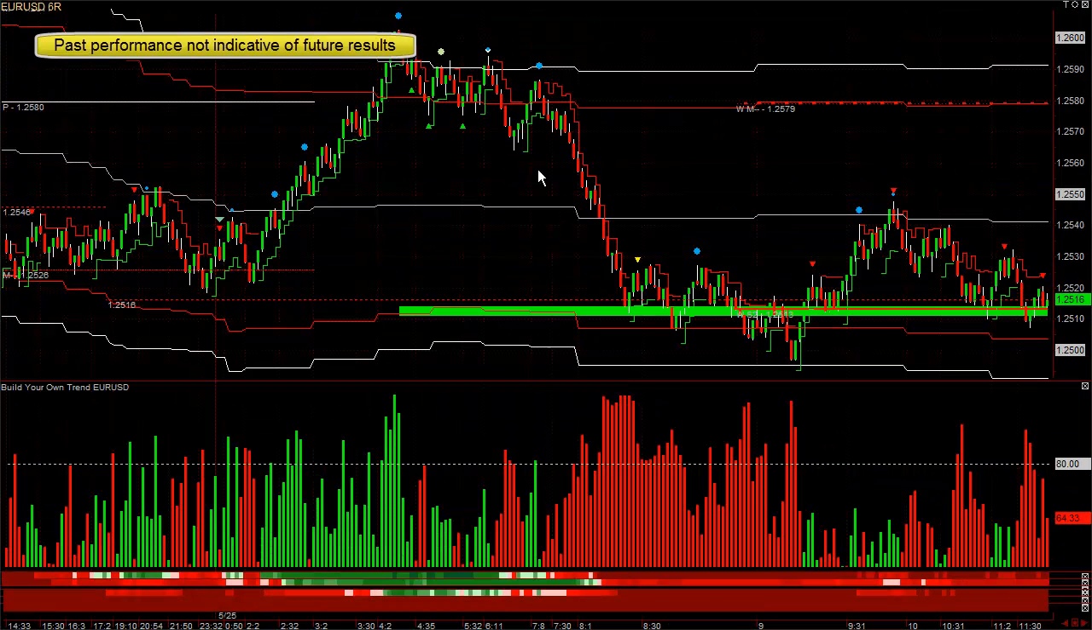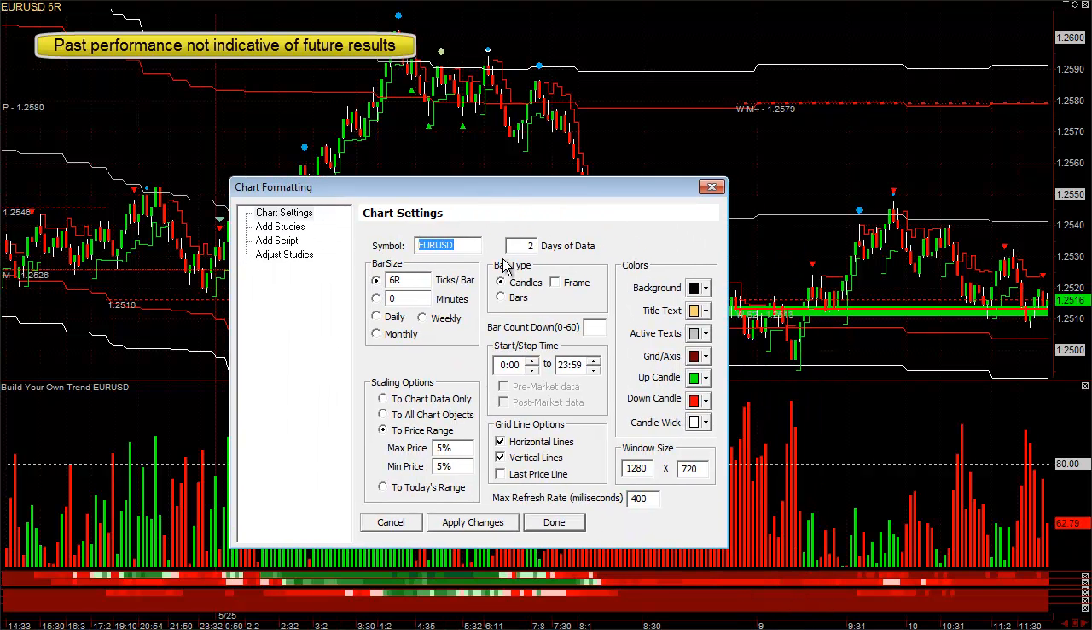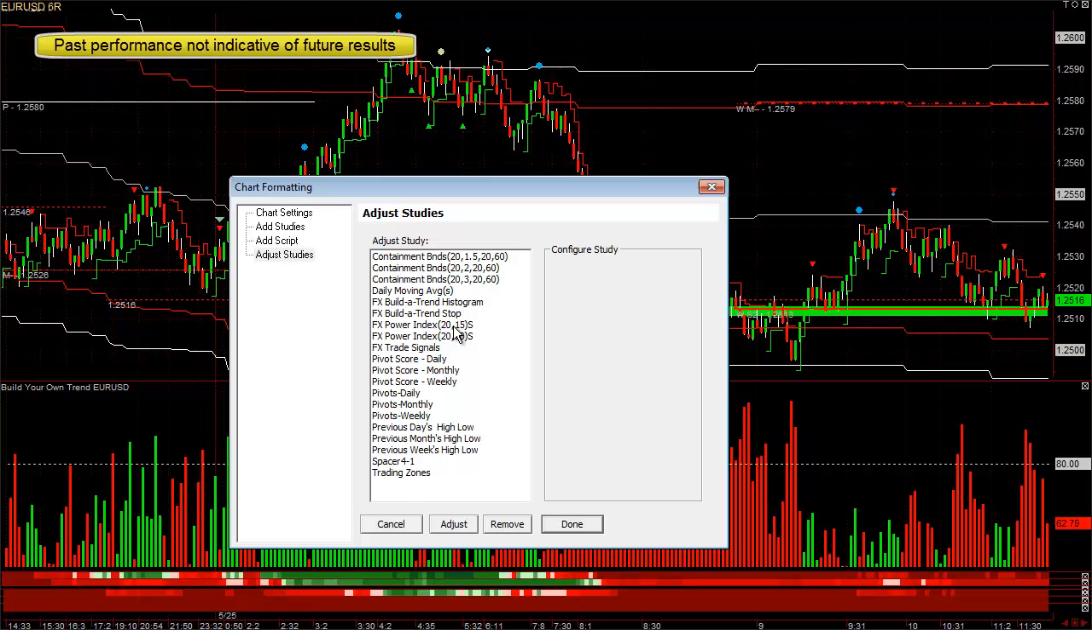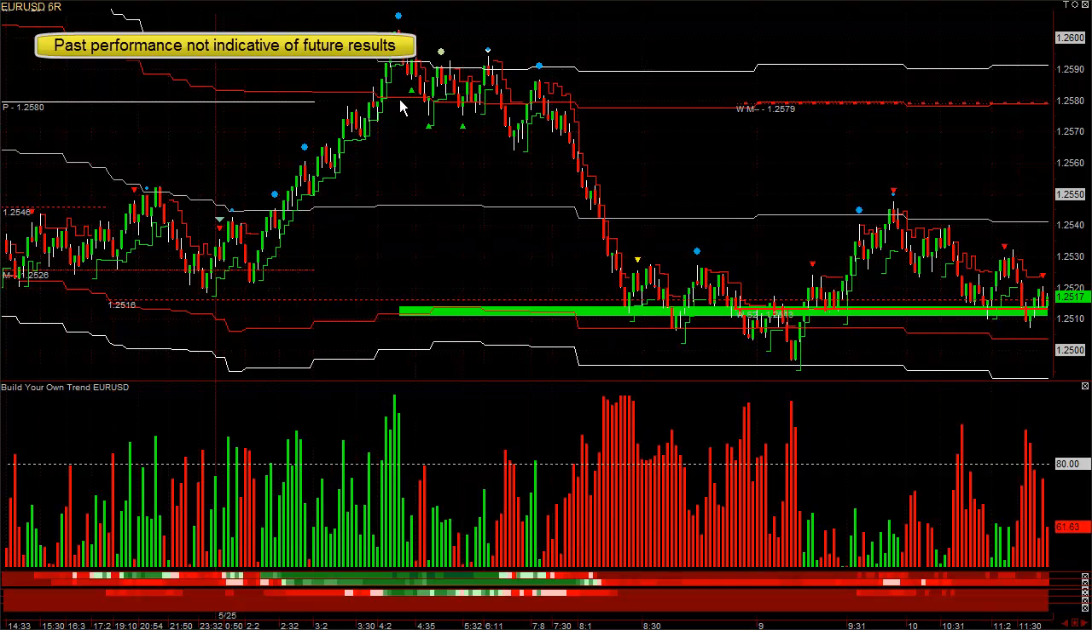And first of all, one of the other new features we're releasing today are signals that are designed to help you decide whether to take the trades. These are called FX trade signals, and they basically put triangles on the chart if it's a trend trade, and circles on the chart if it's a counter trend trade. And you mainly want to look for trades in the direction of the longer term trend, which in this case is the weekly and monthly trend is down. And once it's above the upper containment band, pretty high probability place to sell, sell, sell.